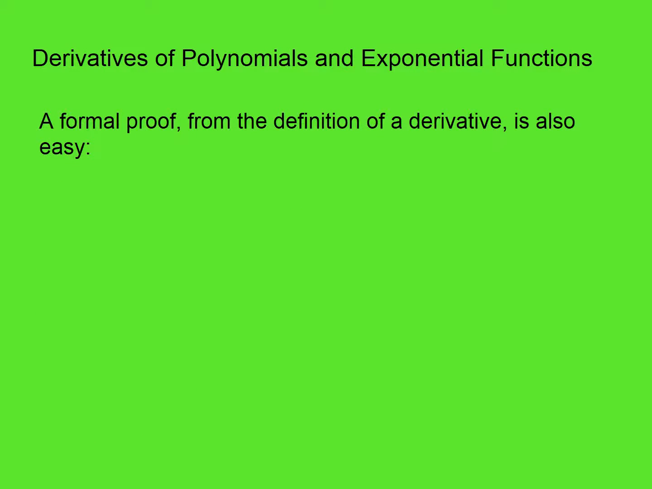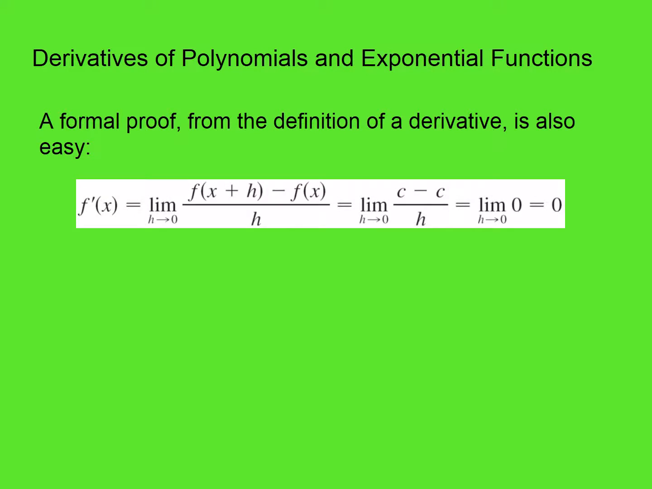Easy to prove. Okay, how would you prove it? Well, we'd have to think about what the derivative is, which is the limit as h approaches 0 of f of x plus h minus f of x all over h, the difference quotient, and f of anything is just c, and so the numerator is c minus c, which is 0. 0 divided by anything is 0. Limit as h goes to 0 of 0 is 0, so that's the value of the derivative.